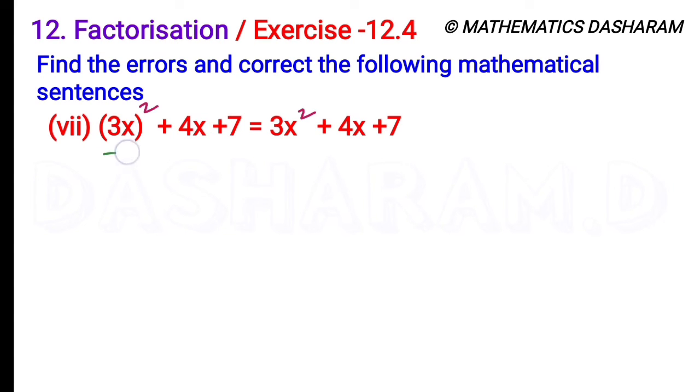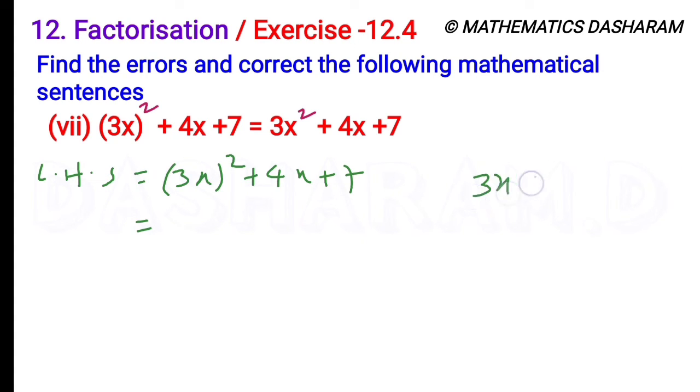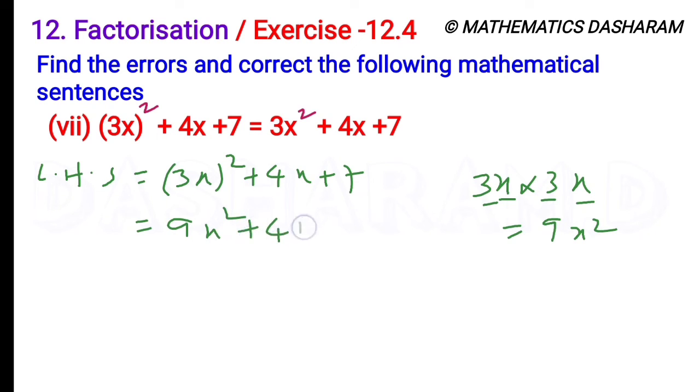Seventh problem, (3x) whole square plus 4x plus 7 equals to 3x square plus 4x plus 7. So LHS equals to, here (3x) whole square means 3x into 3x. So 3 3s are 9, x into x, x square. So 9x square plus 4x plus 7. But in the RHS, he gave 3x square. So it is not equals to RHS.